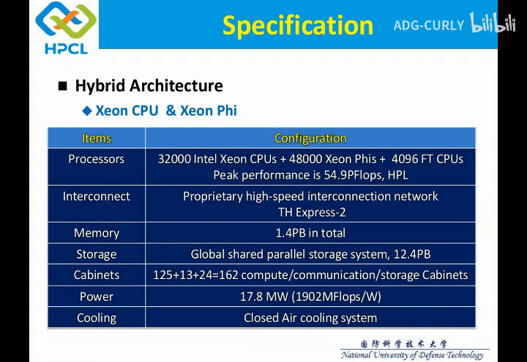The way this computer is set up is that it's built from a number of cabinets. It has 162 cabinets in total, but there are different types of cabinets. You have 125 computation cabinets, 13 communication cabinets, and then 24 cabinets which are devoted to storage. In total, this computer uses about 18 megawatts of power using a closed air cooling system.